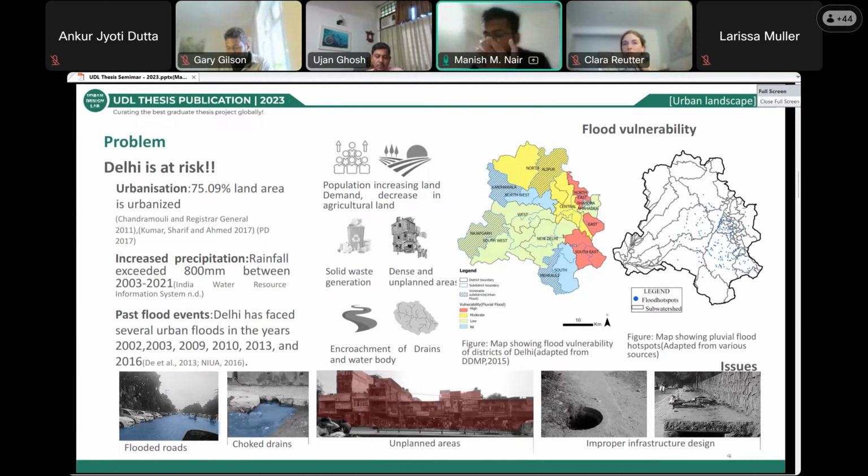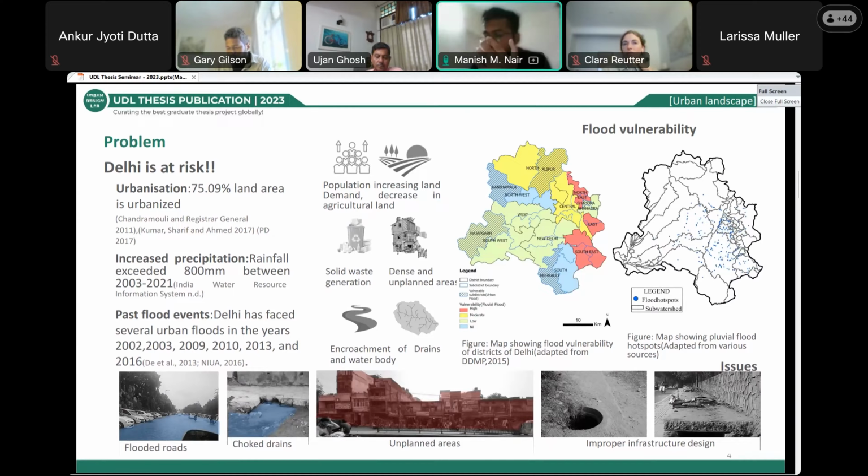Now, Delhi's roads and certain unplanned areas have been witnessing several floods and water stagnation for many years now. The map on the right side was adapted from the Disaster Management Authority and shows the districts that are vulnerable to such events. And the map adjacent to it shows the previous flood hotspots. Now, these factors are enough to show the risk associated.